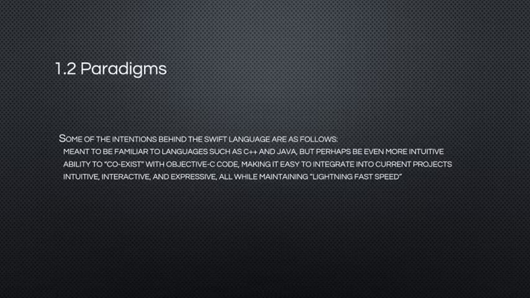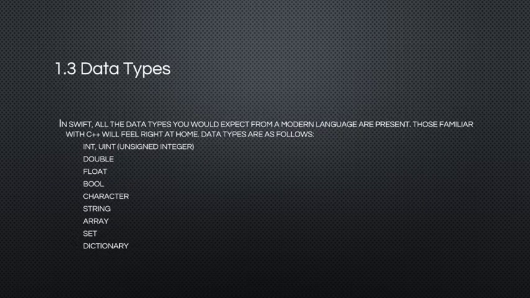Okay, the intention behind Swift as a language was to create a language based on research into the successful aspects of currently used programming languages. Swift is meant to be familiar to languages such as C++ and Java, but perhaps even more intuitive. Swift has the ability to coexist with Objective-C code, making it really easy to integrate into current projects you have going with Objective-C. As stated by the developers, it's meant to be intuitive, interactive, and expressive, all while maintaining lightning-fast speed.